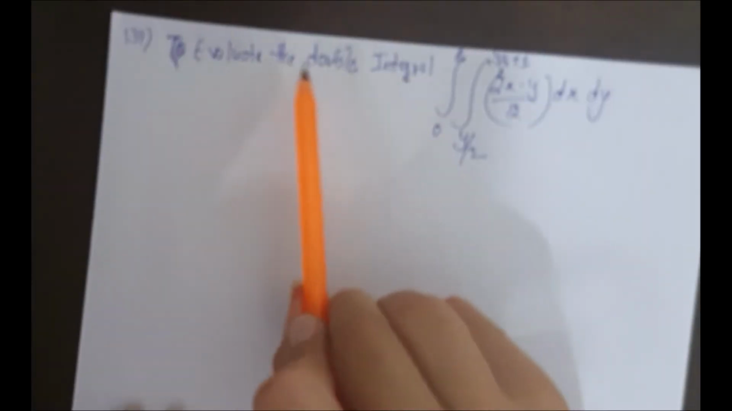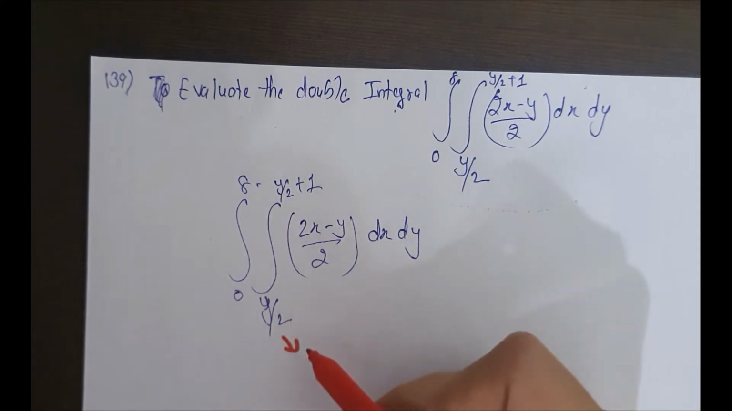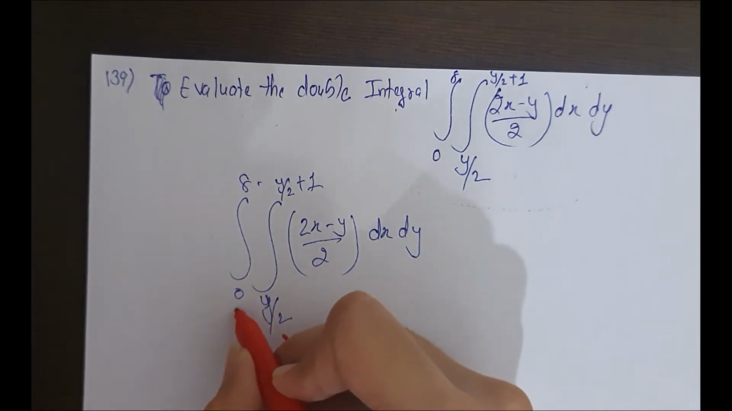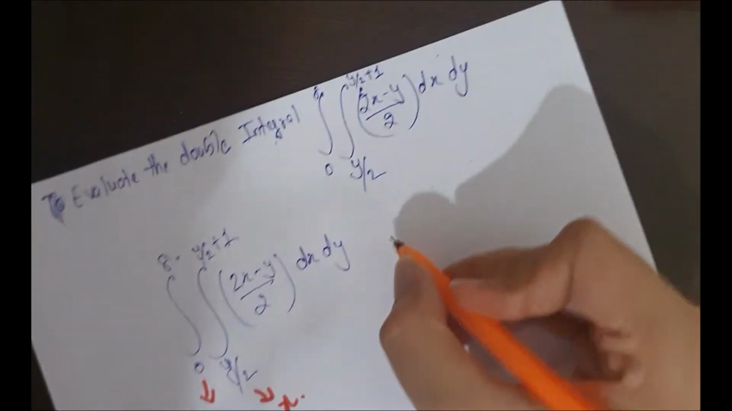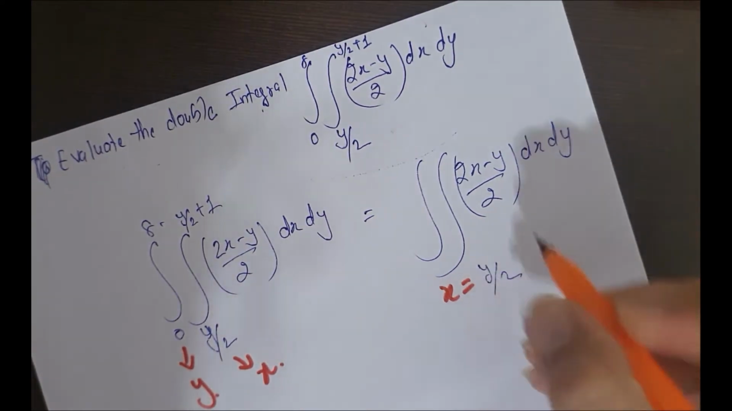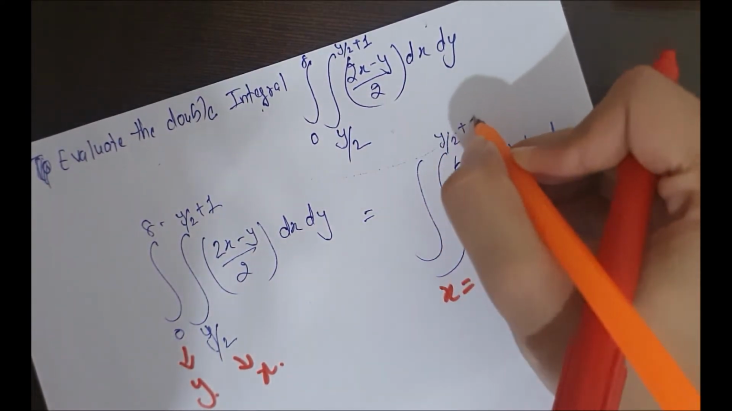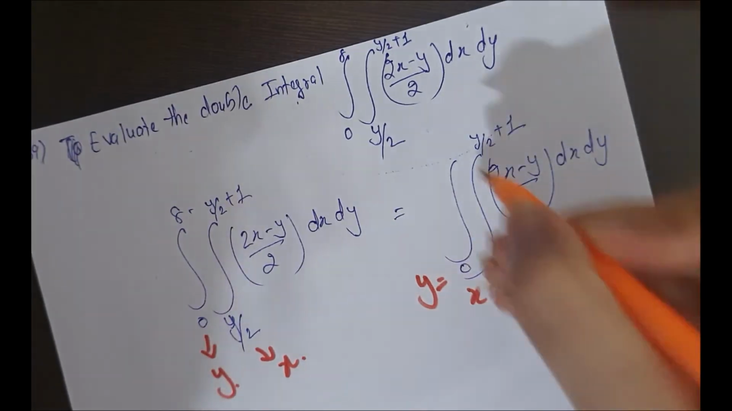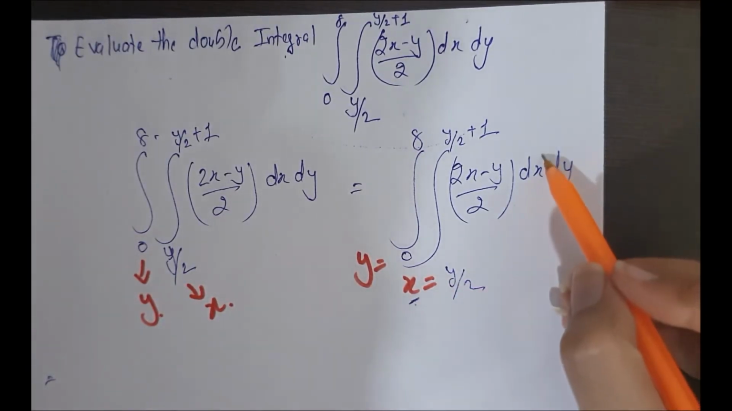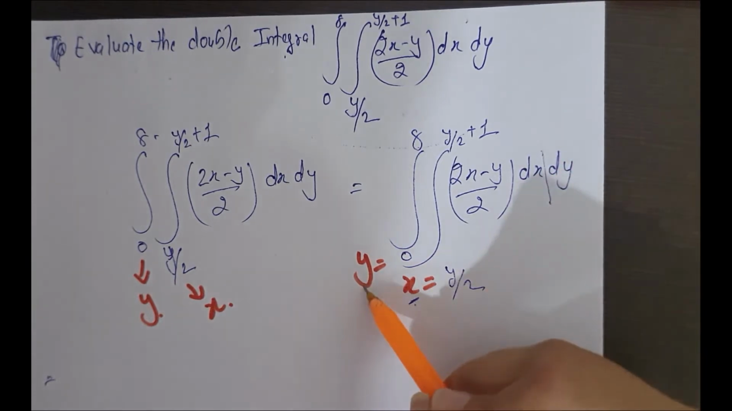Now the second question: evaluate this double integral. Here the variable is y, it means that this is the limit of x. If this is the limit of x, then we are only left with y, so it means that this is the limit of y. I write it clearly. It means that x is equal to y by 2 to y by 2 plus 1 and y is equal to 0 to 8. This is the limit of x, so it means that we have to firstly integrate it with respect to dx, then dy.